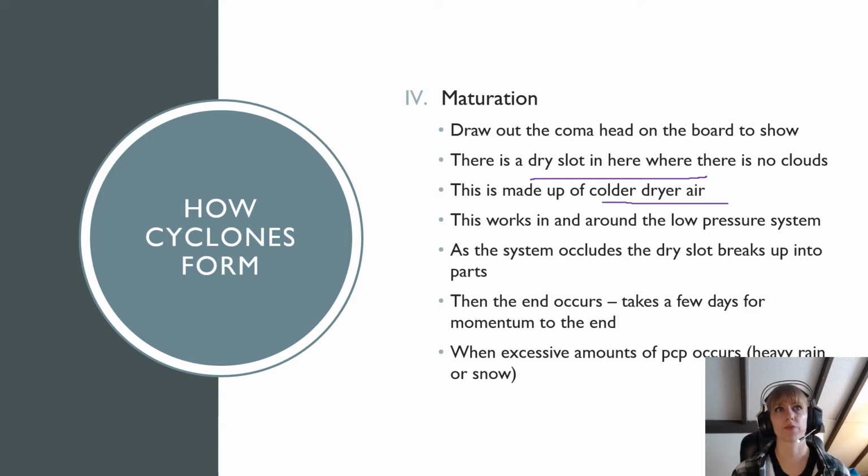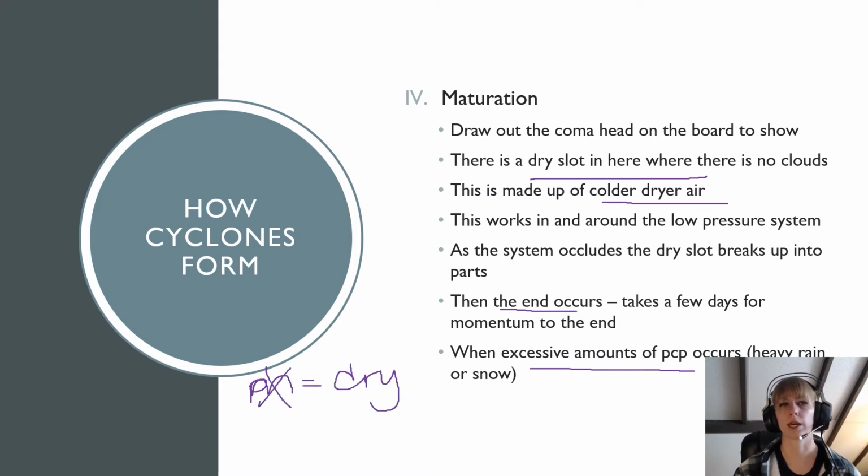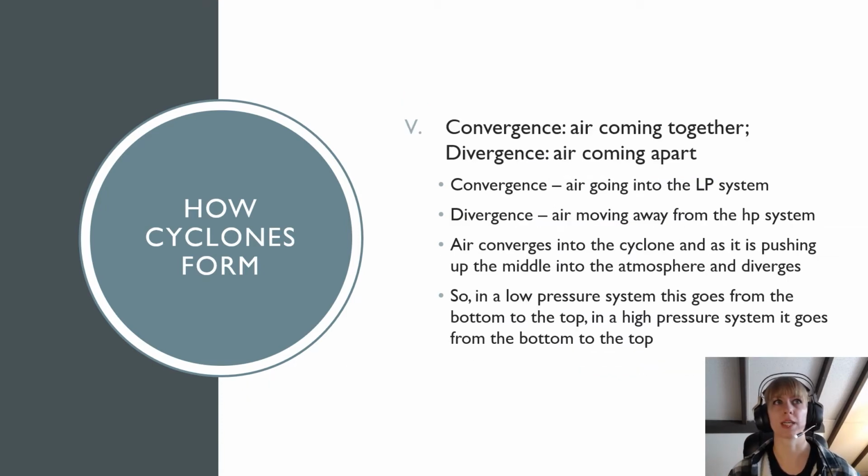This is made up of colder, drier air, and it works in and around the low pressure system. So the system occludes, the dry spot breaks up into parts, and this is where we're going to start to hit the end, because after a few days, the momentum will slow down, especially after excessive amounts of precipitation occur. Once you get rid of all that moisture, you're going to be dry, and once it's dry, there's nothing really moving it anymore. So it will start to die and it will begin to unwind.